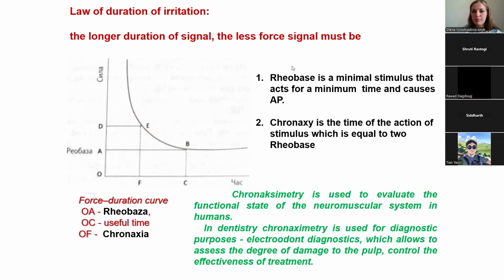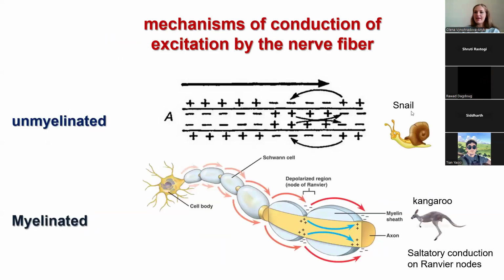And in the next picture, I would like to remind you that we have different types of nerve fiber. In general, we can say that all nerve fibers can be divided into two types: myelinated and unmyelinated fibers. Myelinated and unmyelinated.